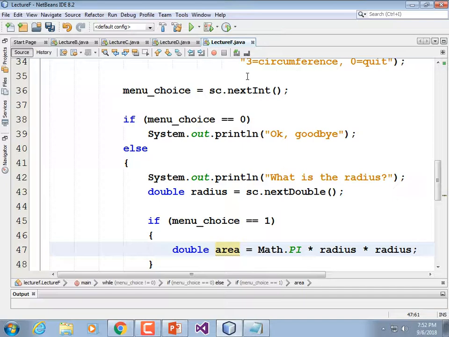If you ever get stuck on your formatting, I should show it to everybody. Control A, source, format. And right now it's following the rules configured, which is to put the brace on the same line. But you can change that if you like.